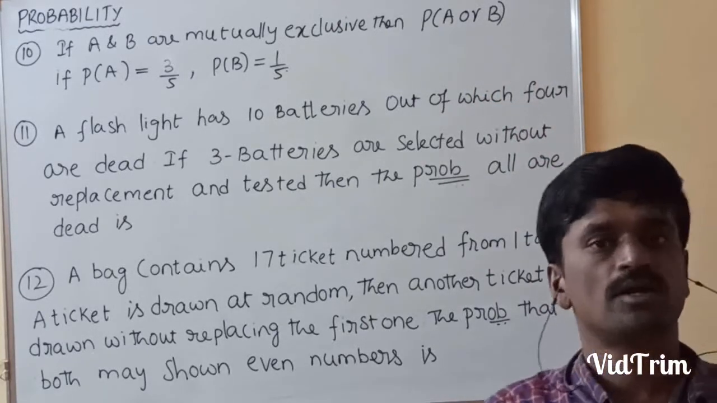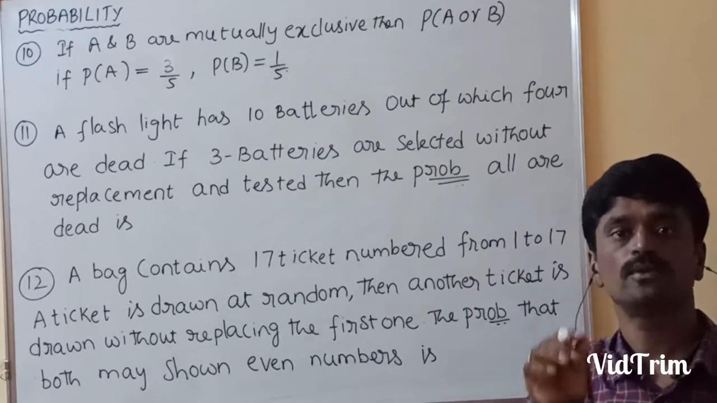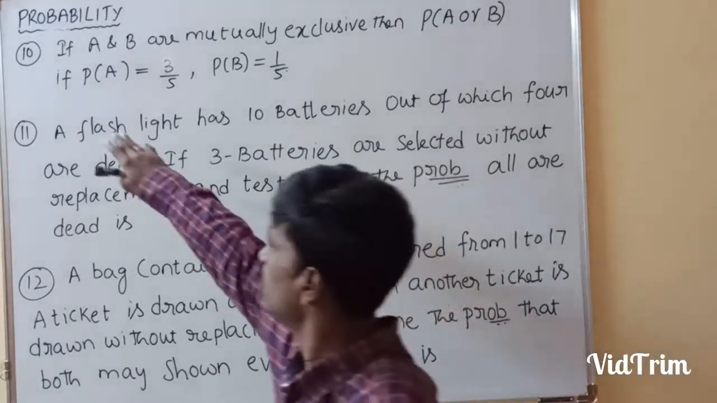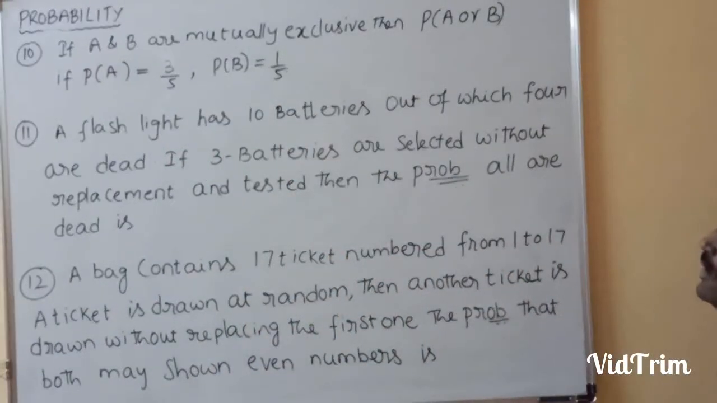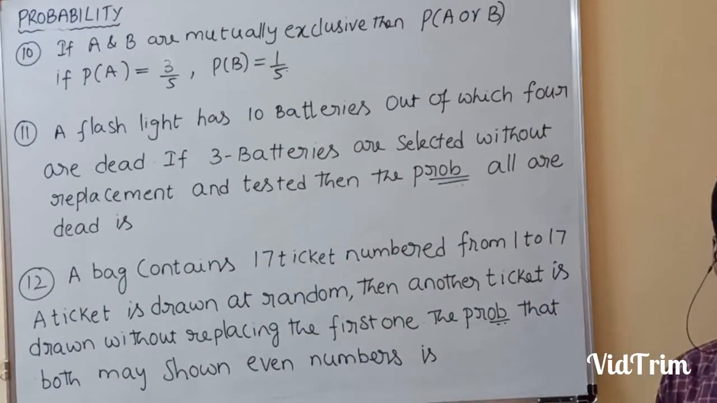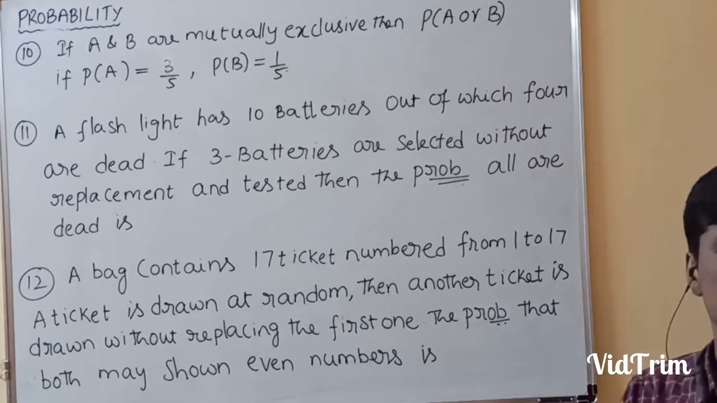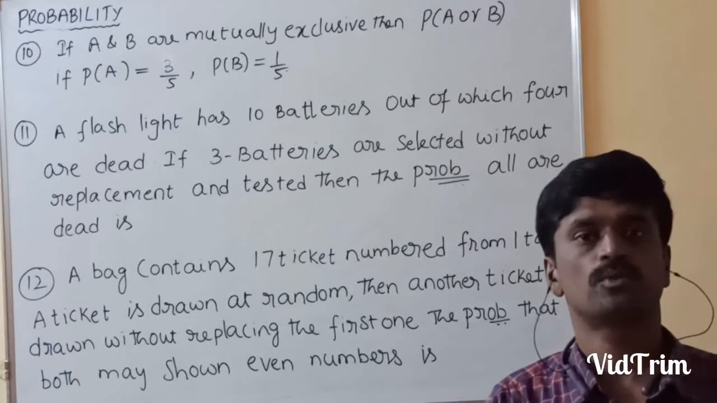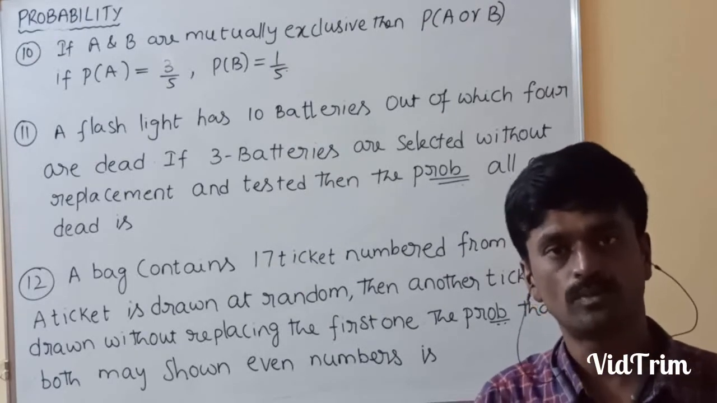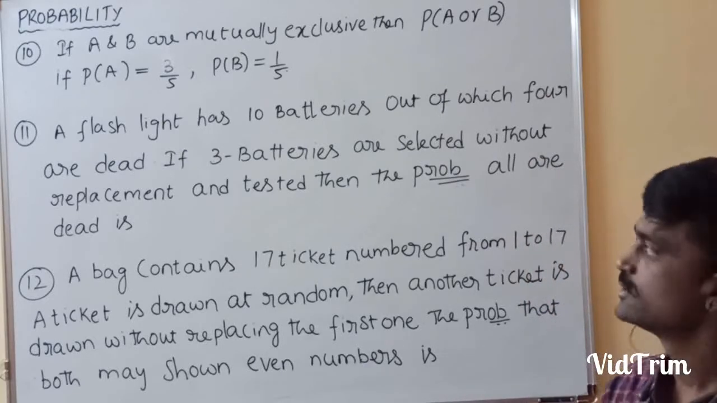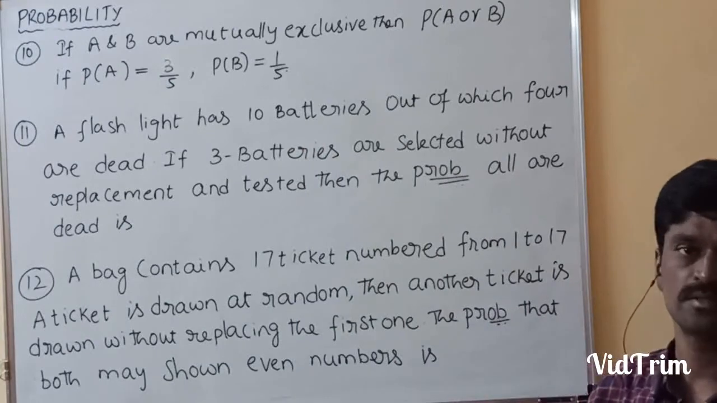A or B is nothing but union only. So that means we have to find the probability of A union B, and given P of A is equal to 3 by 5 and P of B is equal to 1 by 5. As A and B are mutually exclusive events, A intersection B is the null set, so the probability of A intersection B is 0. Hence the probability of A union B is equal to what? Probability of A plus probability of B. Correct? So just adding these two, that was the answer only.